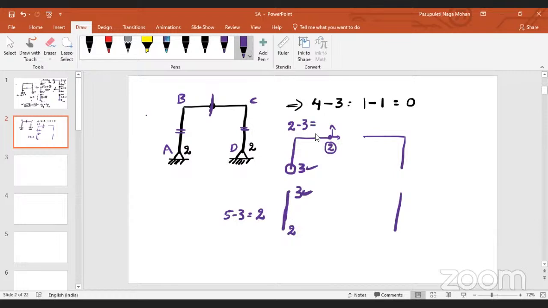2 minus 3. Now what is the indeterminacy here? Minus 1, unstable. That means we are having one extra equation, isn't it? So already we need 2. So what should I do? I should do 2 minus 1. That means what is the net value have become? 1. Now tell me here how many will exist?